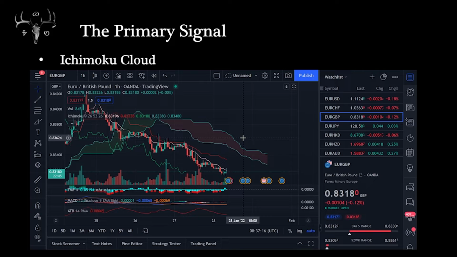So let's look at the primary signal. It's the big, intimidating Ichimoku cloud. It's very ugly. It intimidates a lot of traders. So yeah, let's try to get into it and make it as simple as possible, because it really is, even using the bog standard settings that come right out of TradingView, a very powerful tool.